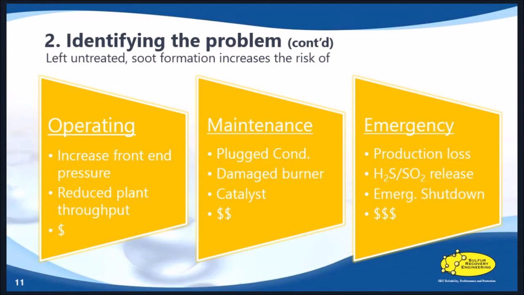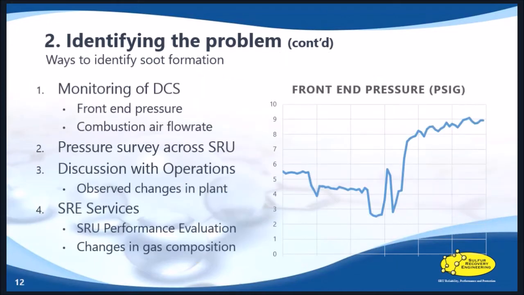Continuing on with identifying the problems, how do we identify soot formation? There are various ways. The most obvious one is to monitor your DCS screen. Should you have a significant amount of soot formation, the front end pressure is going to rise fairly quickly. We have a little graph right here with front end pressure in PSI, and we noticed that as time went on, 1, 2, 3, by the third to fourth hour, boom, pressure went up from 3 PSI to 9 PSI on this chart on the right.